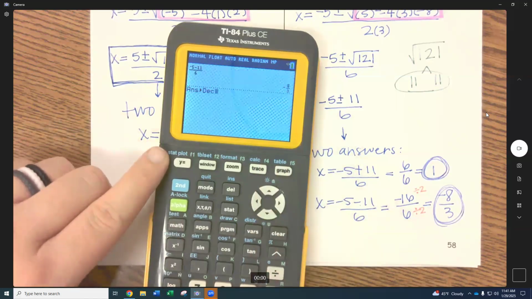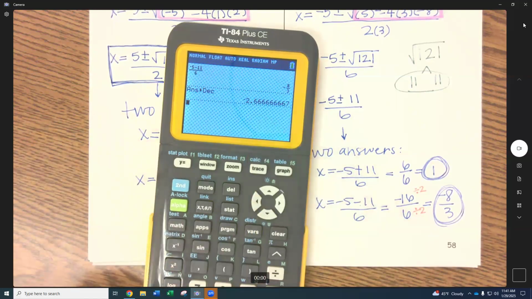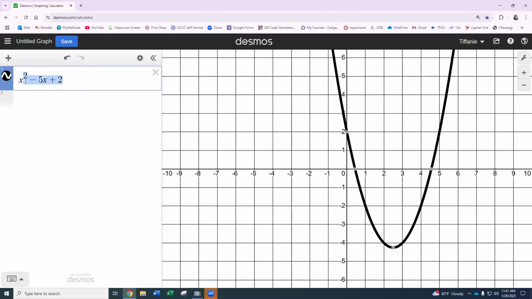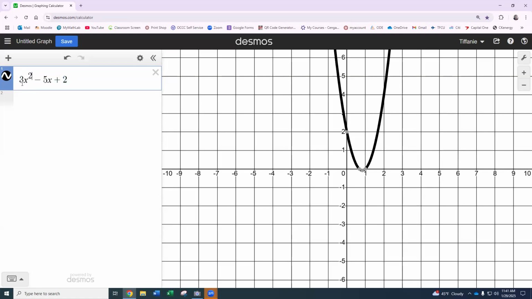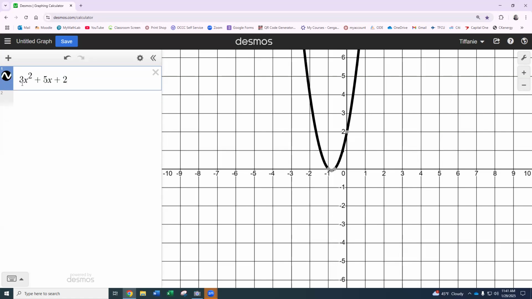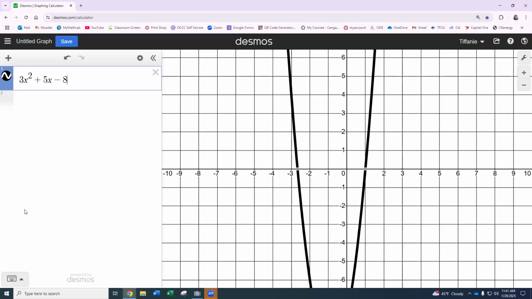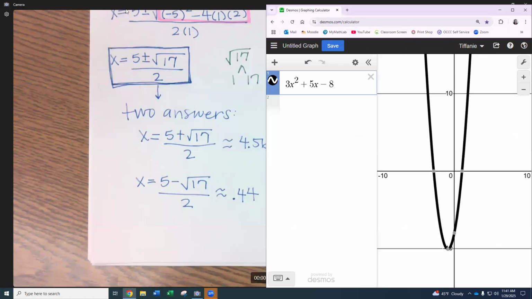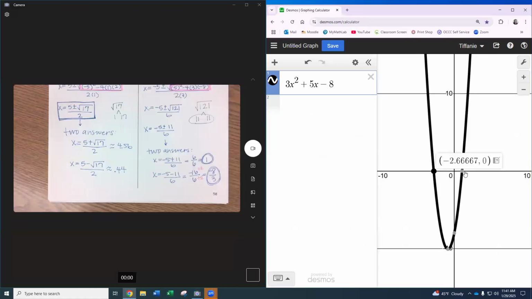Now, as a decimal, that's -2.6 repeating. So if I was to put this into Desmos here, I'm going to put this in standard form. There's my -2.6 repeating, so that's my -8 over 3, and my nice 1 right there. So we get the same answers in Desmos that I did when I did this by hand.